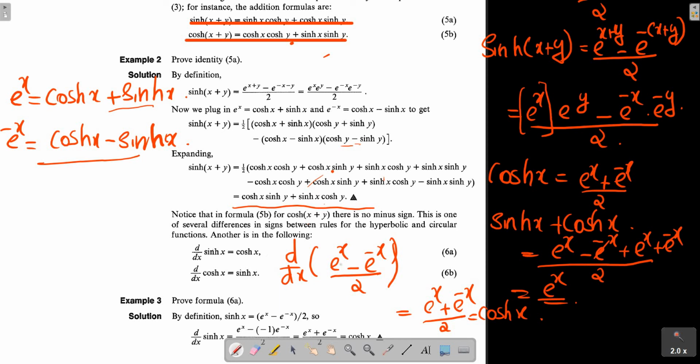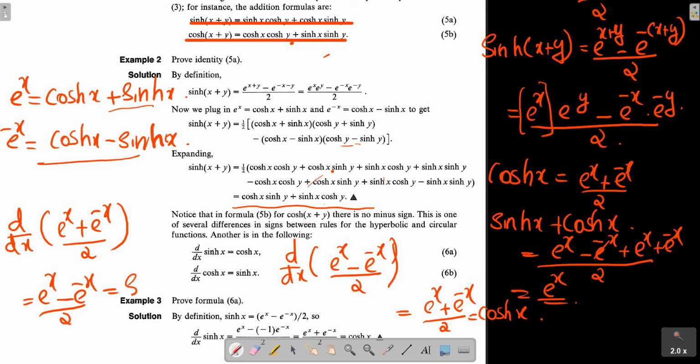So the derivative of sinh x is equal to cosh x, and similarly d by dx of cosh x is equal to (e raised to x plus e raised to minus x) divided by 2, that's equal to (e raised to x minus e raised to minus x) divided by 2. This is equal to sinh x. So the derivative of cosh x is equal to sinh x, and the derivative of sinh x is equal to cosh x.